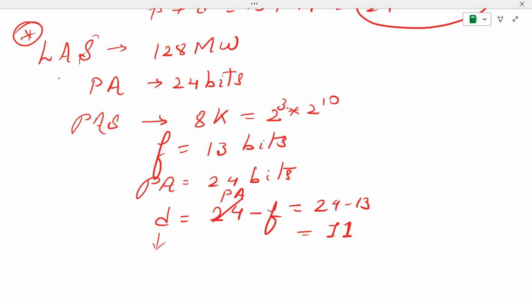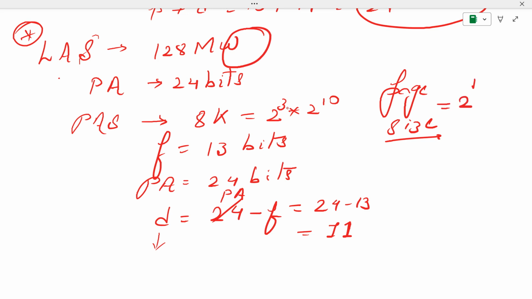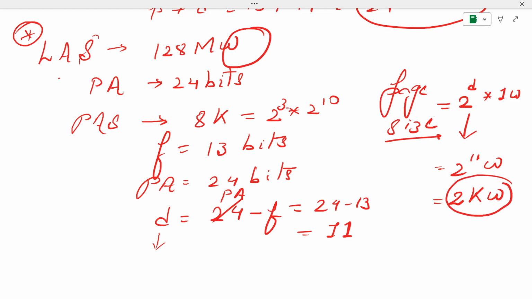Now it's asking what is the page size. If the memory is word addressable, and from here it is clear that memory is word addressable, it is 2 raised to the power D into one word. Because D is the page offset, the total number of rows in the page is 2 raised to the power D, that is 2 raised to the power 11 words, and it is equal to 2K words. So page size is 2K words.